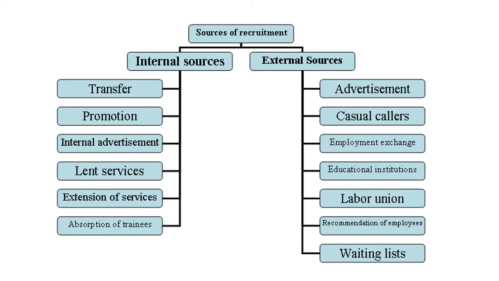Here is the classification between the internal and the external sources. If you look at the internal sources, here are the different items like transfer, promotion, internal advertisement, lend service, extension of service, and lastly, observation of trainees. Now, on the right hand side, the external sources are advertisement, casual callers, employment exchange, educational institute, labor union, recommendation of employees, and waiting list. So these are the lists of sources of recruitment.